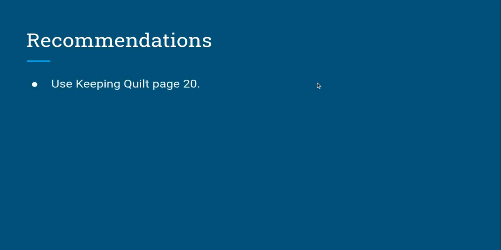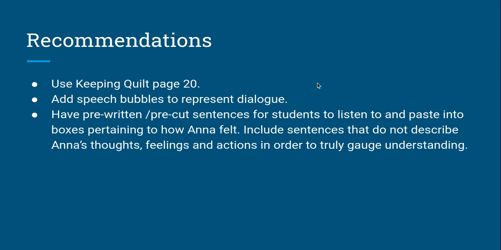So we did want to make sure we were using the text, because that was one of the requirements of the assessment. The student should be providing evidence from the text to support their point of view. But instead of just keeping the quote from page 20 printed out with the picture there, and looking at the picture and using it in some sort of abstract way, we're going to put speech bubbles onto the page to represent dialogue. You're going to have pre-written and pre-cut sentences, because we want to save on time, for students to listen to and paste into boxes or speech bubbles pertaining to how Anna felt.